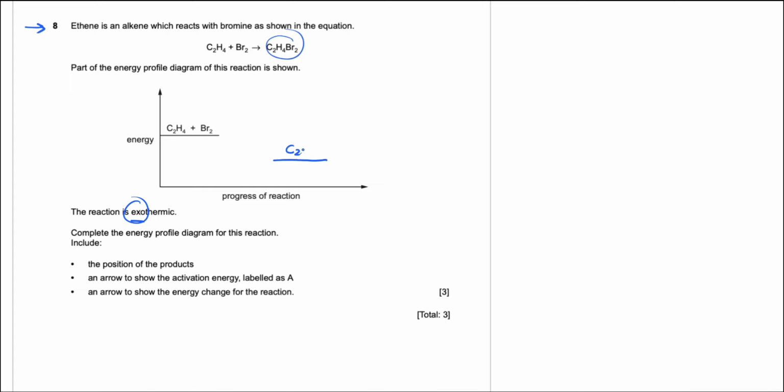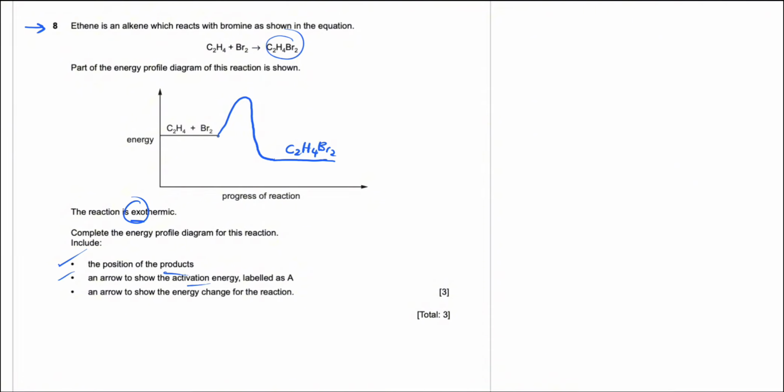C2H4Br2. So that's the product that we got. And in between, we have the activation energy hump. So firstly, you have shown the product's level, and he's asking to use an arrow to show the activation energy.